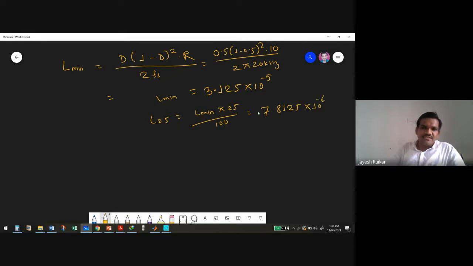Now we need to calculate the value of inductance. It is L minimum plus L25, and its value is 3.9063 into 10 to the power minus 5. So this is what your final L value.